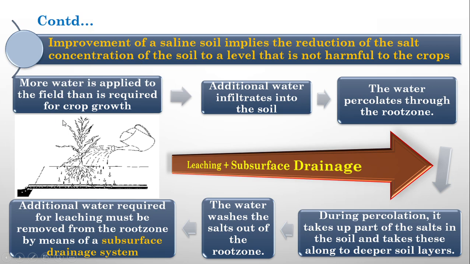Actually, more water is applied to the field than required by the crop. We apply more water, and the additional water infiltrates into the soil and percolates through the root zone. During percolation, this water takes up all the salt content from the surface, carries it along to the deeper soil layers, and washes the salts out of the root zone. After that, the additional water required for leaching must be removed from the root zone by means of a subsurface drainage system. So this is the procedure for removing the salt content of the soil. We can implement leaching plus a subsurface drainage system.